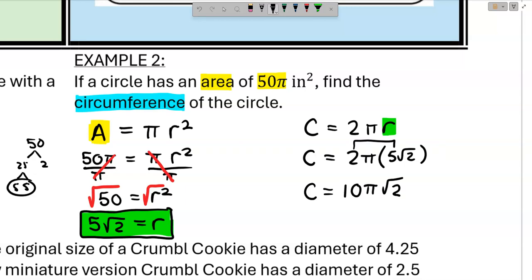pi root 2. Now, I typically like to keep the pi in the front because if I wrote that afterwards, and I put it after this, it could get confused that that's inside of the square root when in fact we know that it's not. So what I do to try to avoid that is always write the square root at the very end of my expression, like so, and I've got to put my units on this. This is in inches, so that's going to be the circumference of our circle.